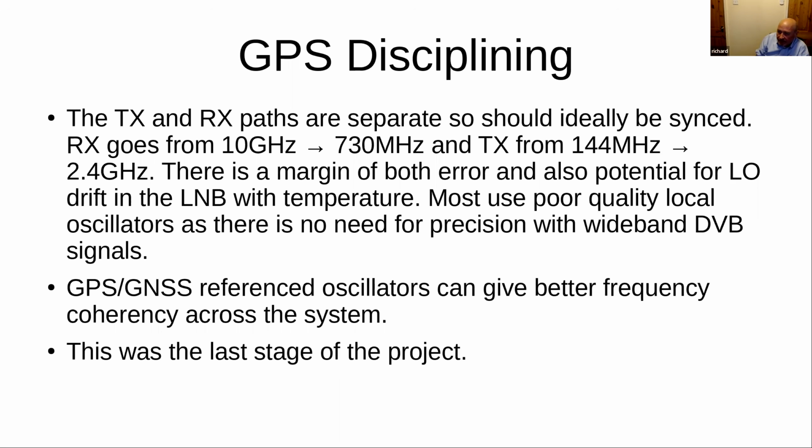But obviously, if you're talking about signals that are 3 kilohertz wide, then the requirement is a little bit more stringent. So a lot of people tend to use GPS or GNSS. GPS is one type of GNSS. GNSS is Global Navigation Satellite System. So you've got GPS, GLONASS, Beidou, Galileo, etc. So there are different GNSS systems that are available. And this was something that I added to the project towards the end.